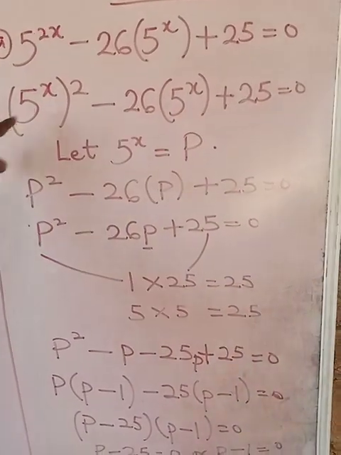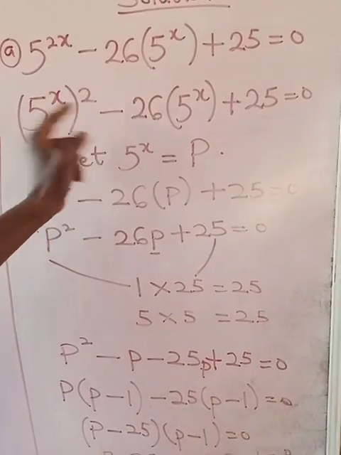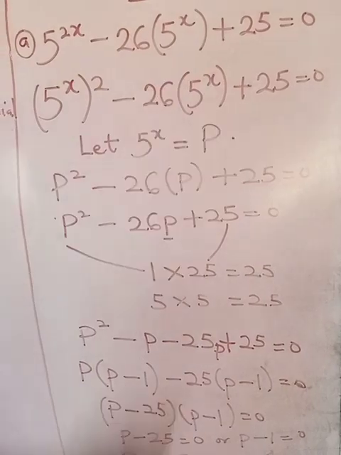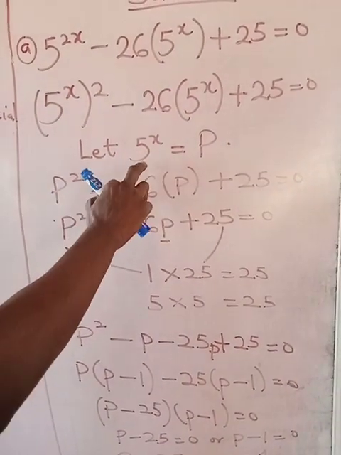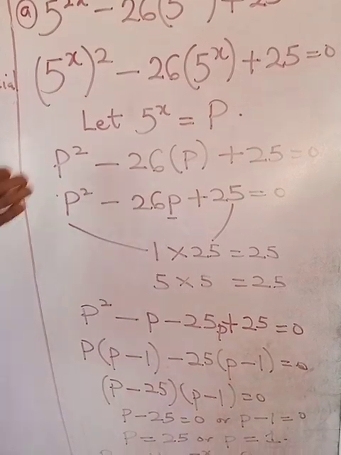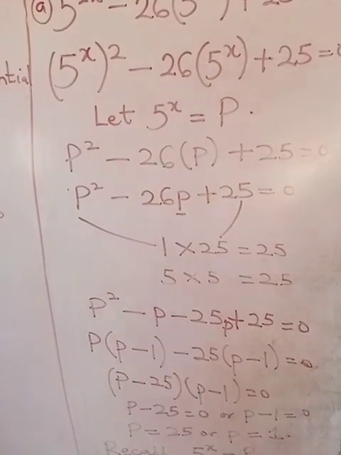You change this now so you can have the same exponential expression. Then you replace it. Let it be B or any alphabet, then you solve it by factorization and you get your answer.